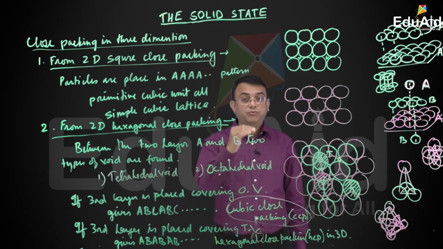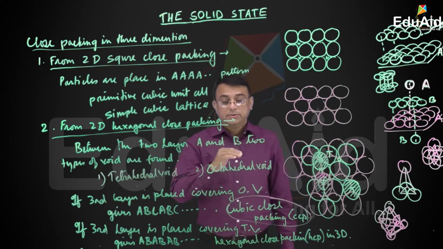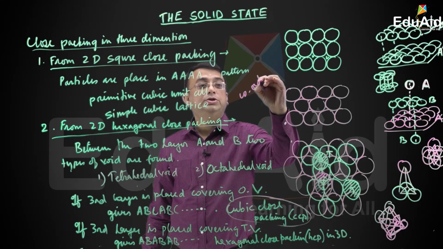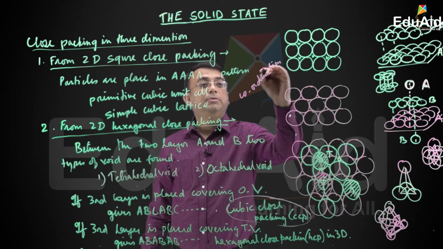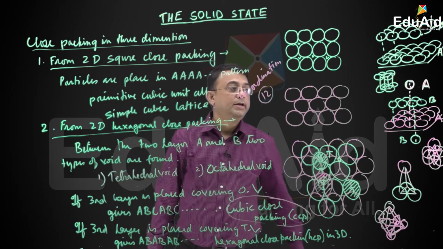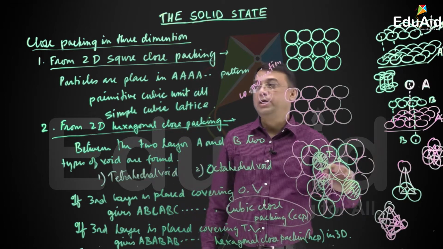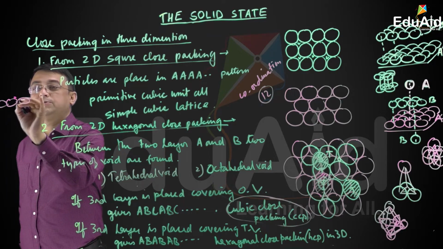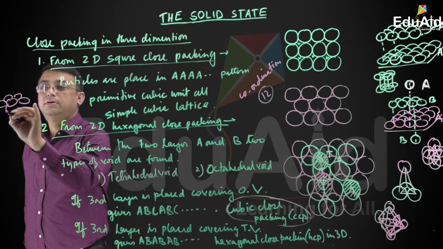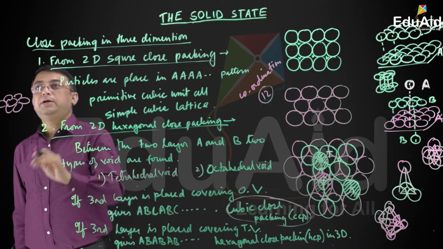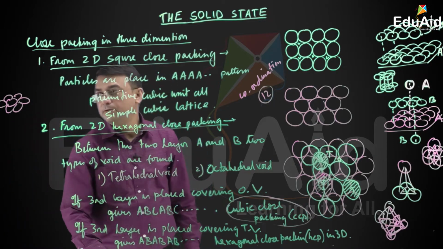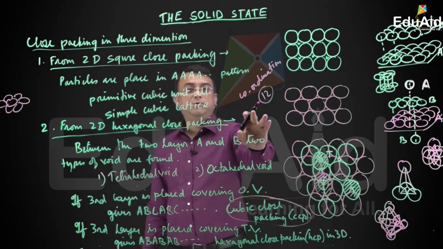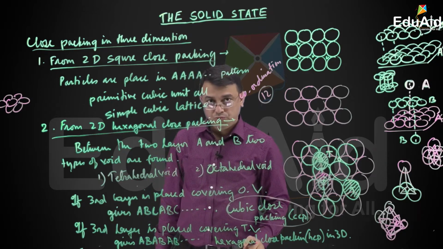Alright, now both hexagonal and cubic close packing have a coordination number. Coordination number for both of these is 12. It is 12 particles touching each. If you take any particle, 6 particles touch it like this, alright, then 3 will be above it and 3 below. So there will be 12. Coordination number for both HCP and CCP is 12.